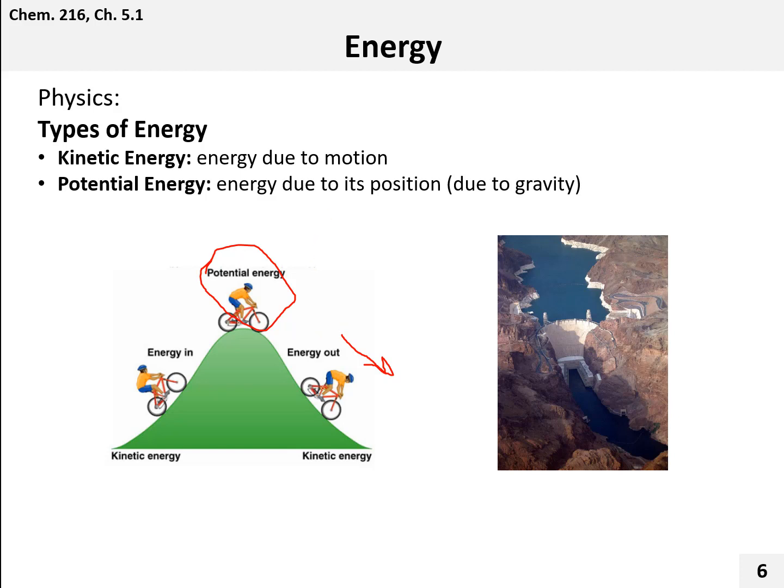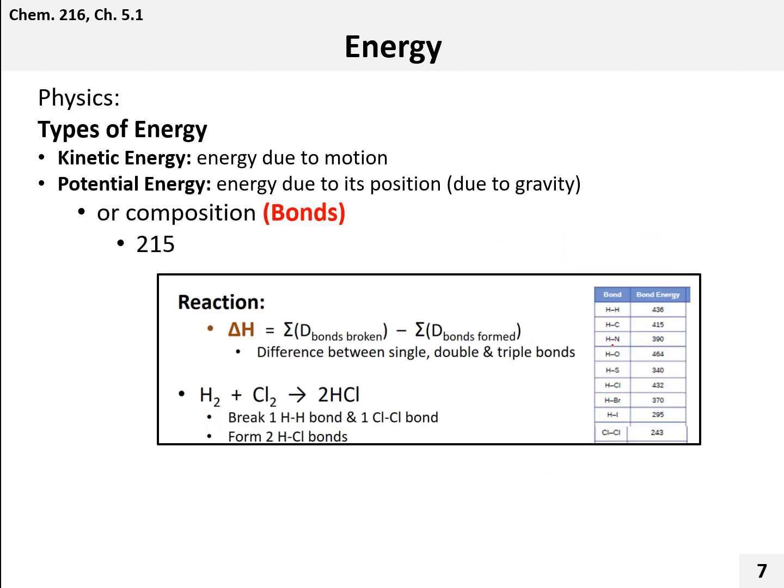As he goes down the hill, he gets less and less potential energy until at the bottom of the hill, if we were down here, now he would have kinetic energy, but he'd have no potential energy. The same holds true for things like a dam. This is the Hoover Dam, right? All this water up here has potential energy, and that water goes down the side, and they actually use that to generate electricity.